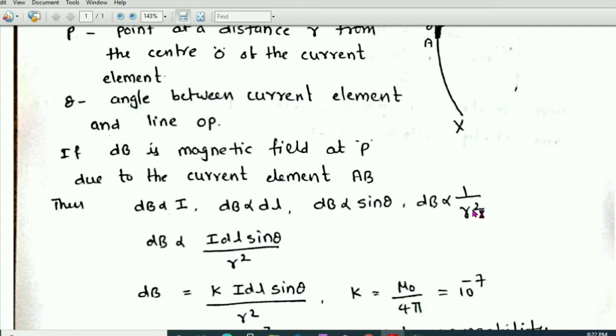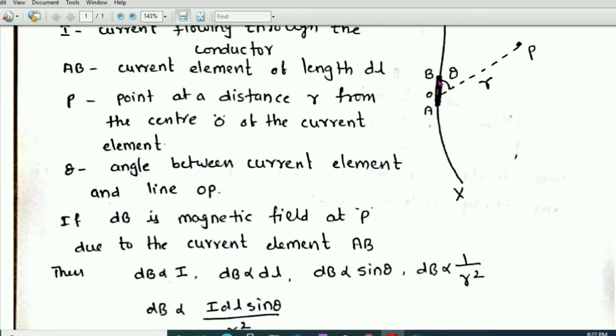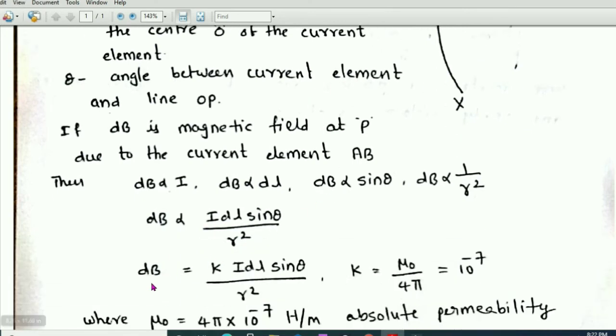R square is inversely proportional. So I dl sin theta by r square. This is the relation where dB is the magnetic field due to the AB length element, that is a current element at point P. Now if you introduce a proportionality constant K, then dB is equal to K into I dl sin theta by r square, where K is equal to mu naught by 4 pi.